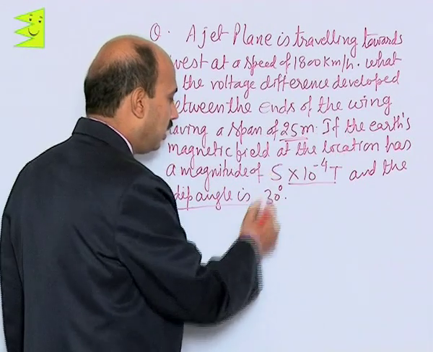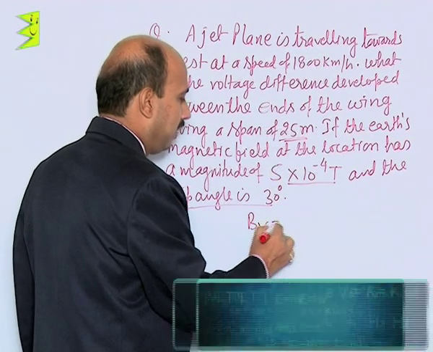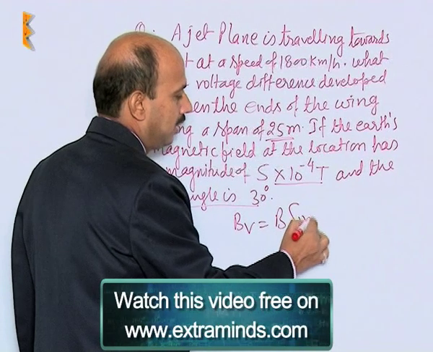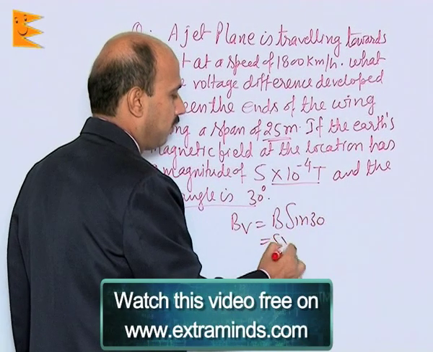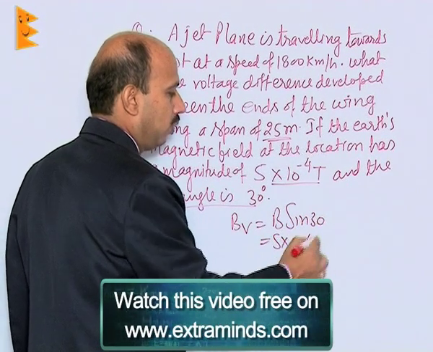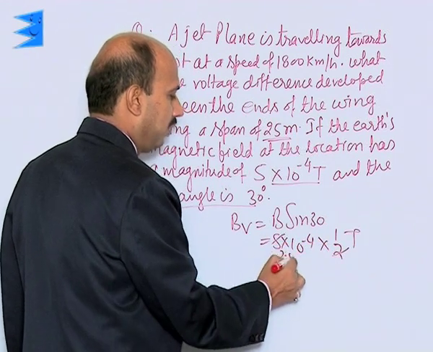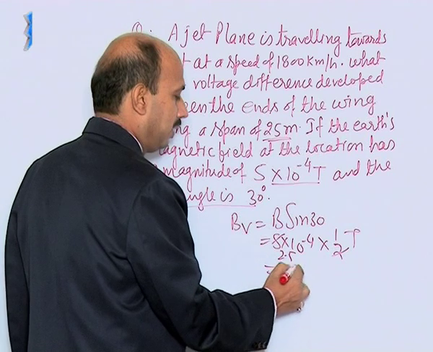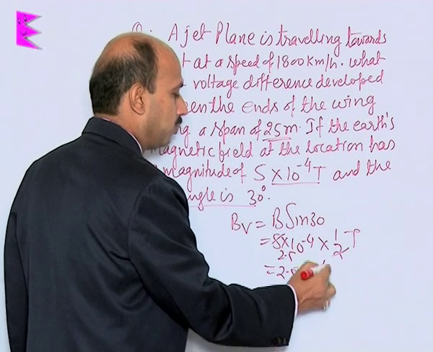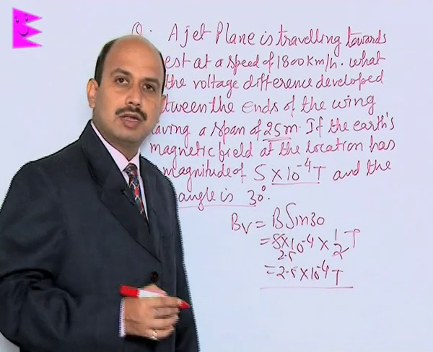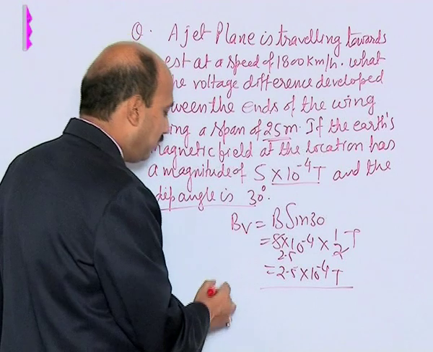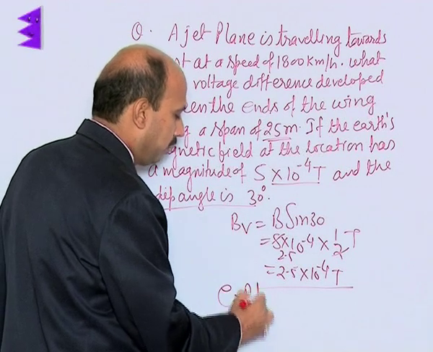So, we can get the vertical component of the magnetic field, BV = B sin 30, that is, here 5 × 10^-4 × 1/2 Tesla, that is here 2.5. So, 2.5 × 10^-4 Tesla, that is the magnetic field at that place. Now, EMF is equal to induced EMF, that is BLV.